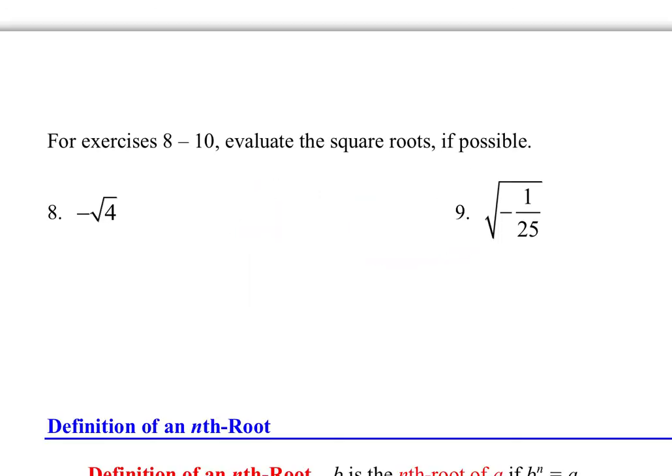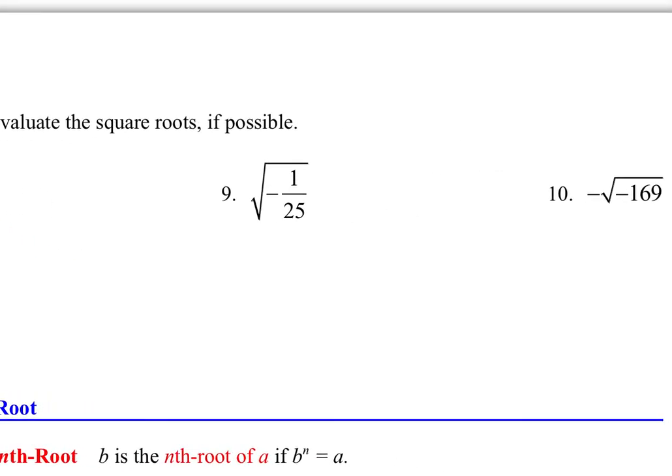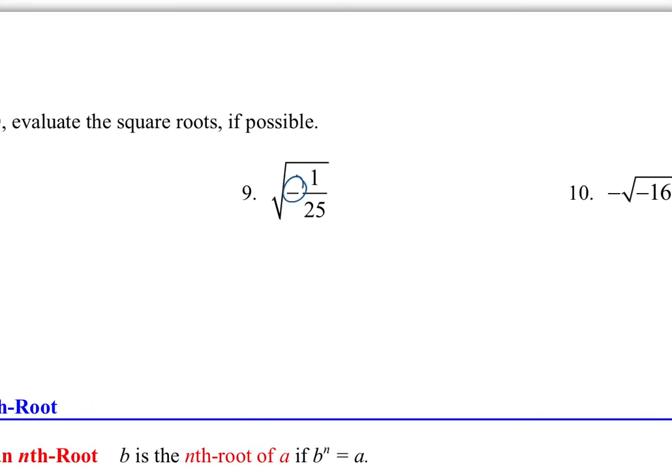This is the negative square root of 4. See, the negative's on the outside, so the square root of 4 is 2, and so we just say negative 2. If the negative is on the inside, you cannot take the square root of a negative number. It's on the inside. So when it's on the inside, that's the problem, okay? So in this case, not a real number.